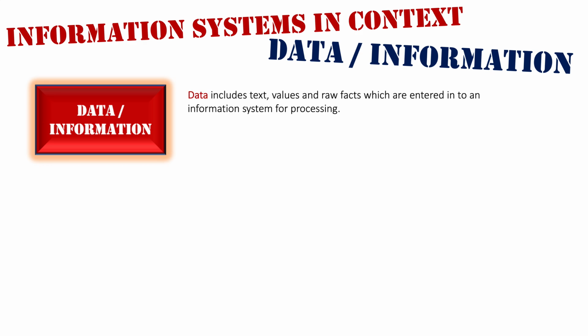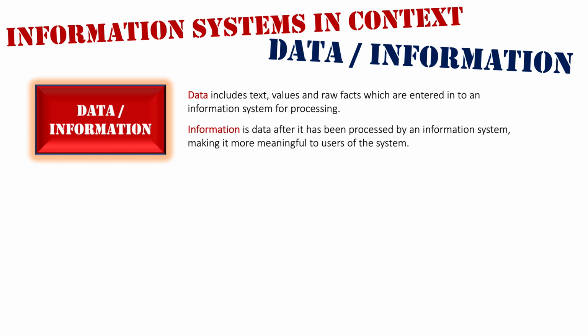Firstly, we have data, which includes text, values, and raw facts, which are entered into an information system for processing. Essentially, it's what the user puts into the system. It is their data, and they obviously want it to be processed by the system. And why do they want it to be processed? Essentially, it's so they can get information back from the system.